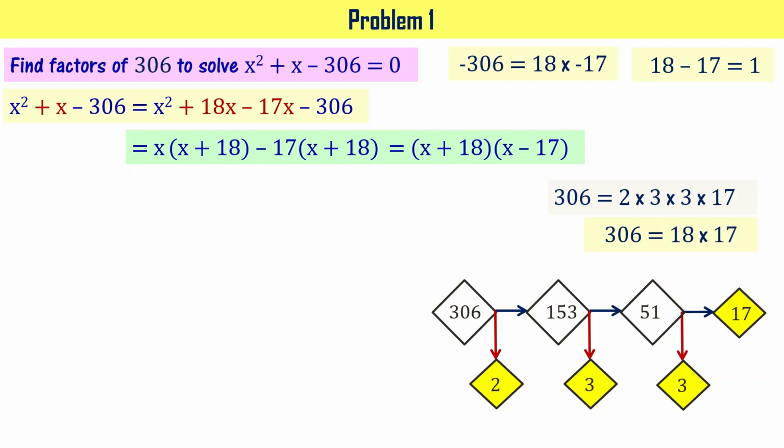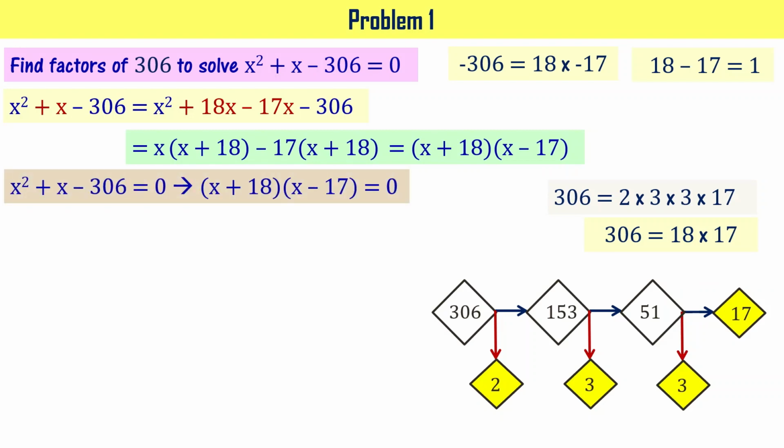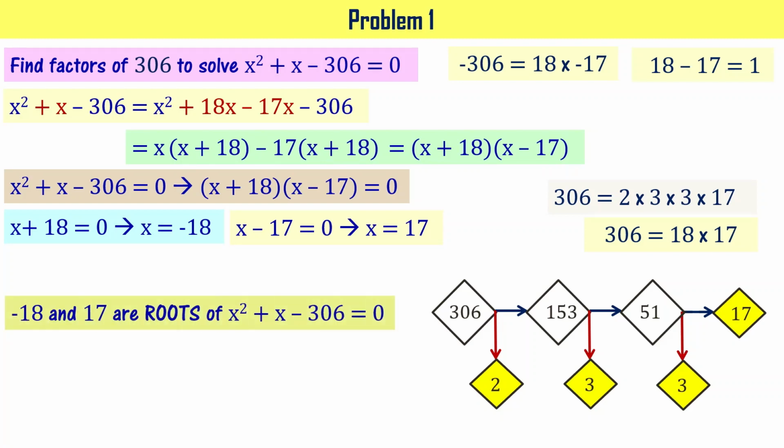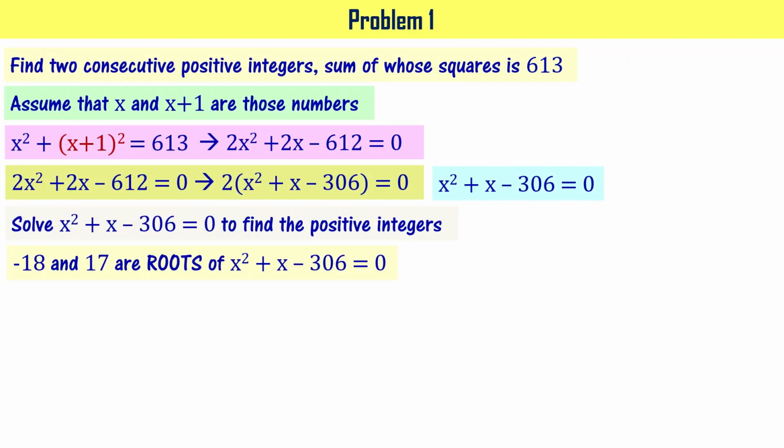Now let's go back to the original equation, that is x square plus x minus 306 equal to 0. It can now be written as (x plus 18) times (x minus 17) equal to 0, right? This equation holds true when x plus 18 is equal to 0 and x minus 17 is equal to 0, right? When x plus 18 equal to 0, you have x equal to minus 18. When x minus 17 equal to 0, you have x equal to 17, right? So minus 18 and 17 are the roots of x square plus x minus 306 equal to 0. Let's take a note of that.